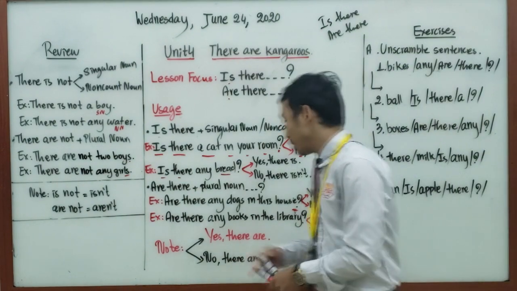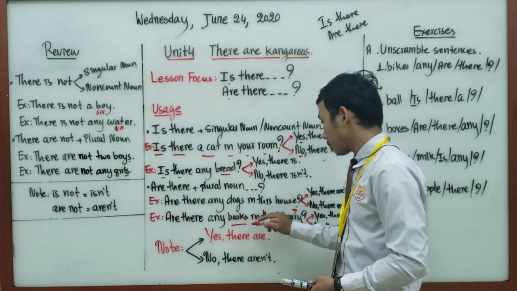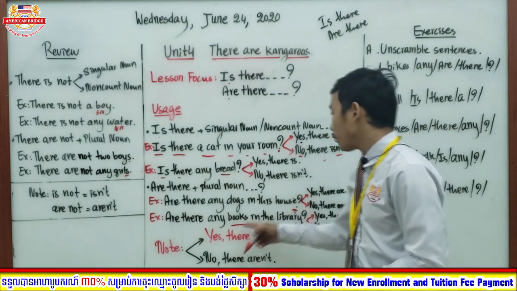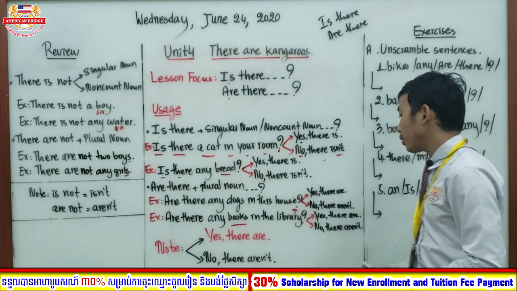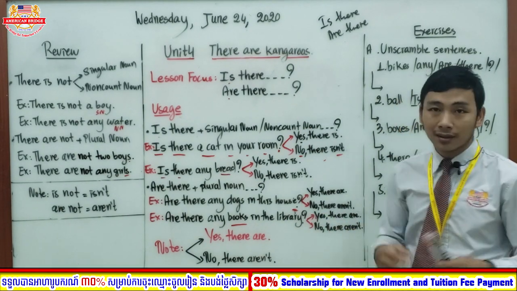One more question. Are there any books? You see the word books? Books refers to a plural noun, right? So a plural noun we use with are there. So are there any books in the library? Yes, there are. No, there aren't.